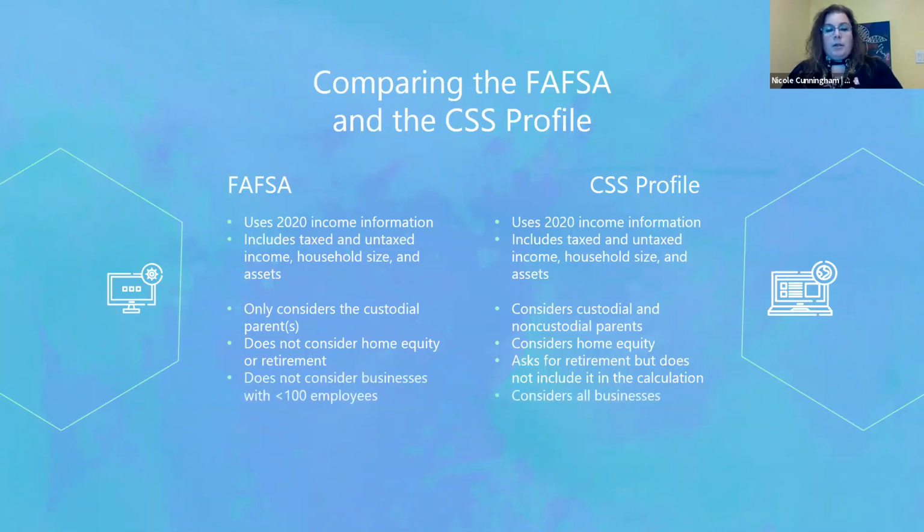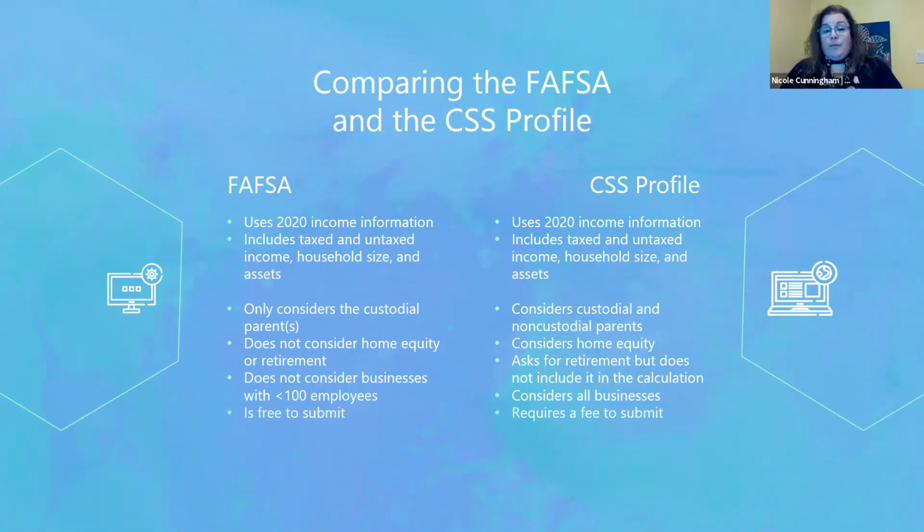In addition, the FAFSA will ask a parent or student information about whether they own a business. But with regards to the business, you would only report that information on the FAFSA if the business has fewer than 100 employees. Conversely, with regards to the CSS profile, it doesn't matter how many employees a family member may have in a business, that information is going to be factored in to the calculation. So all businesses would need to be reported.